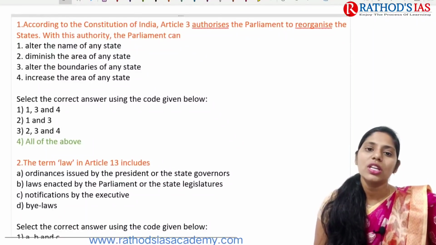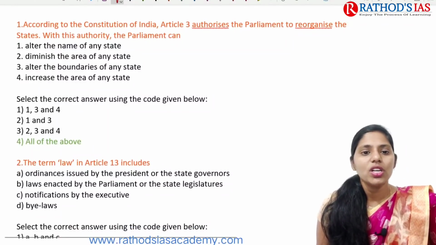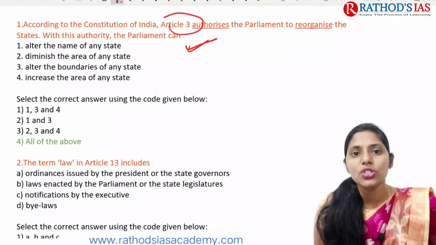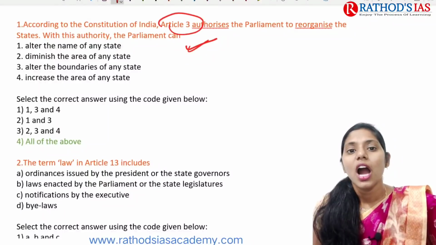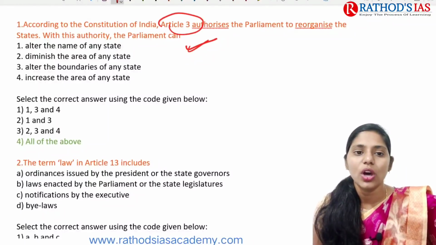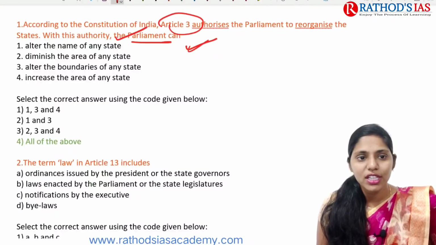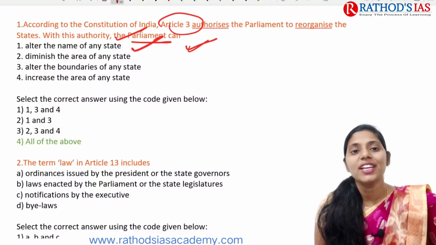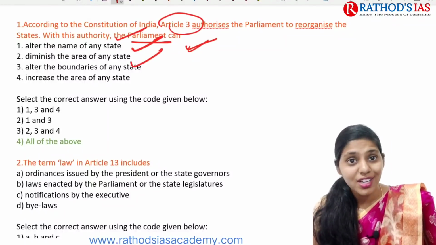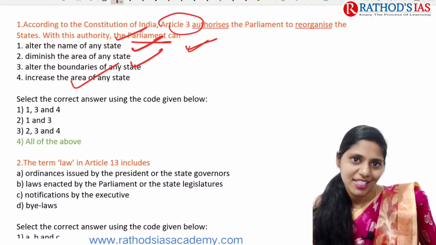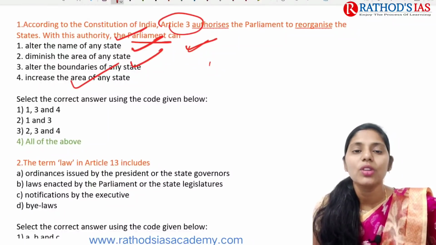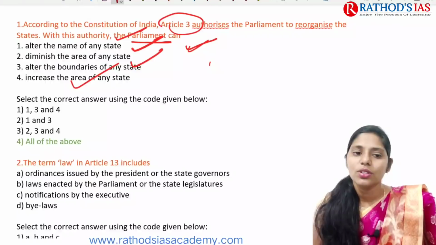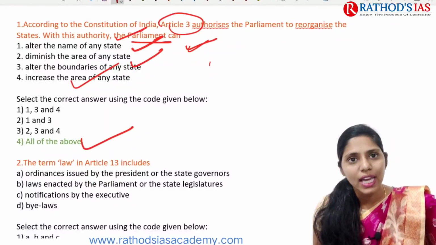Now let us try to see yesterday's questions. The first question is regarding Article 3 of the Indian Constitution. According to the Constitution of India, Article 3 authorizes the Parliament to reorganize the states. With this authority, Parliament can alter the name of a state, yes. Parliament can diminish the area of a state, yes. It can alter the boundaries, yes. And increase the area of any state, yes. Because of this, we can say an indestructible union with destructible states. So the correct answer will be 4, all of the above.